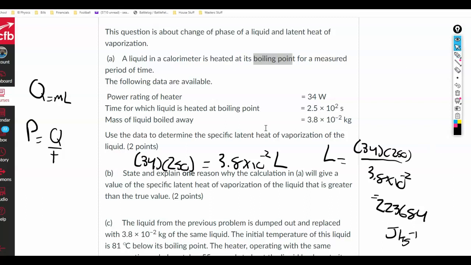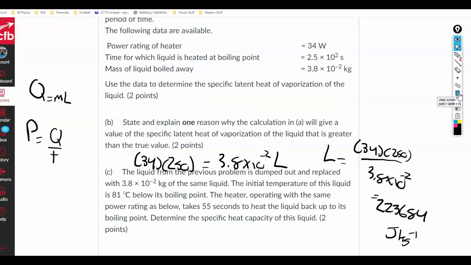All right, so some people got the first part, explaining that maybe the heat goes to the surroundings, but almost nobody got the second part of the question: why is the value of the latent heat greater than its true value from the calculation? So that was B.